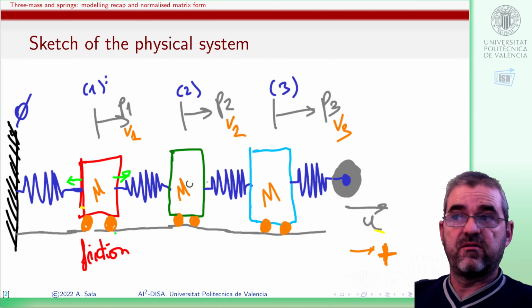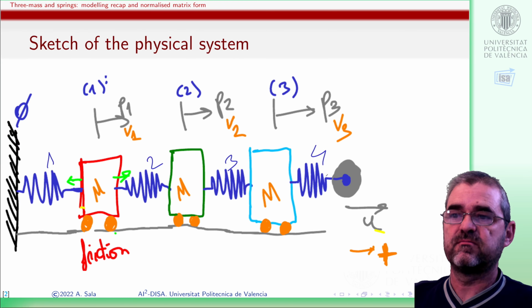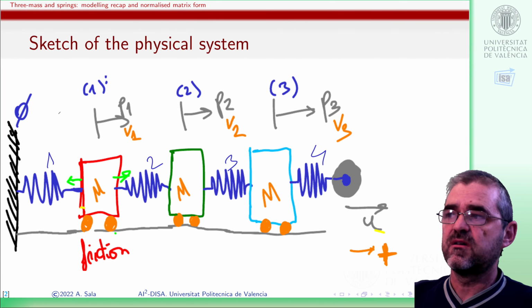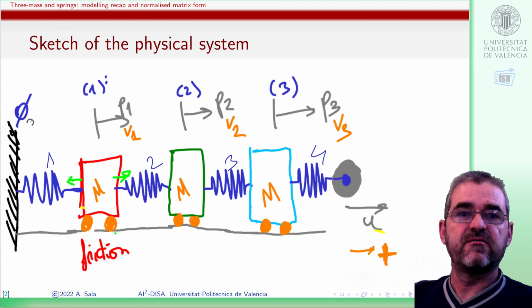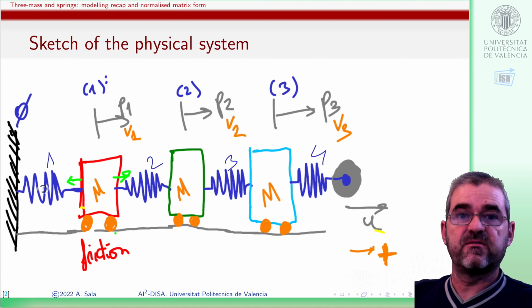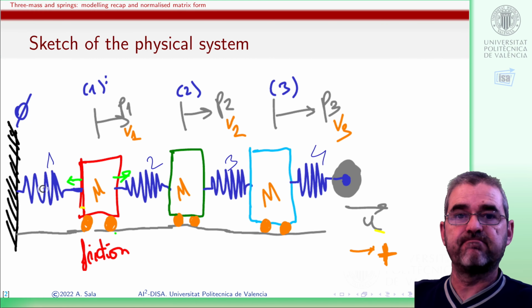So we have 3 masses, 4 springs: 1, 2, 3, 4. We have some friction in the wheels, and the origin is the black fixed wall at the left of this sketch. Positive will be movement in the right-hand side direction.